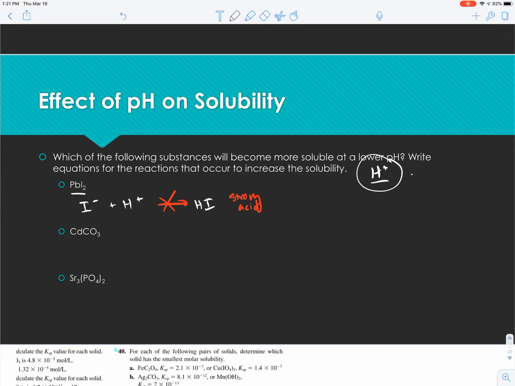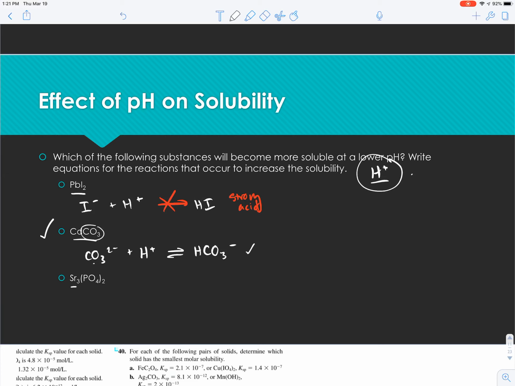Okay? So again, cation here is not going to react with H+, but can carbonate react with water or with H+? So this reaction would lead to the formation of bicarb, which we understand does happen and is actually product favored. Even if it wasn't product favored, if it happens to any extent, it will still pull carbonate out of solution and make more space for this to dissolve. So we would say that this one will become more soluble at a lower pH.